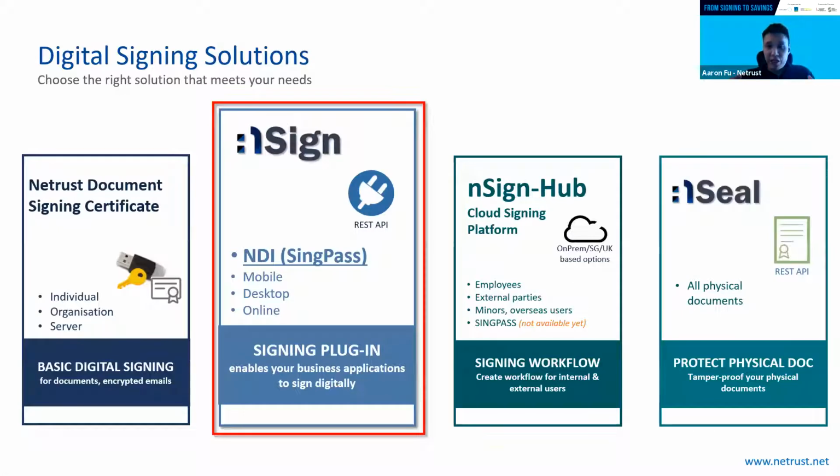In NetTrust, we have a variety of digital signing solutions. Earlier, I talked about our document signing certificate, which I used in the demo. That's just one of our basic ways to do digital signing. For more advanced ways of doing digital signing, for integration with business applications and for automation, that's where nSign comes in. I'll explain a bit more later. We have 4 different modules: one is NDI, one is mobile, and you have desktop and online. We also have other signing solutions, which I'll cover a little later on.